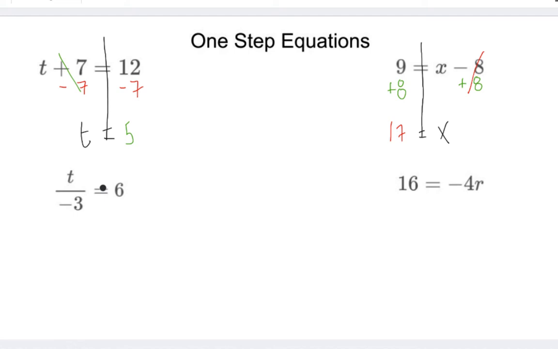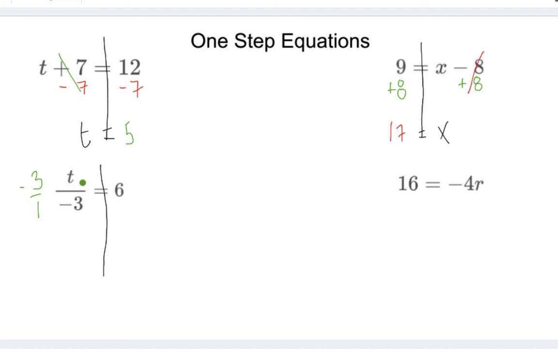17. So for this example down here, the variable t is back on the left-hand side. When it looks like a fraction, that line in a fraction just means division. So we have t divided by negative 3 equals positive 6. So the opposite operation of division is multiplication. So we want to multiply by negative 3.